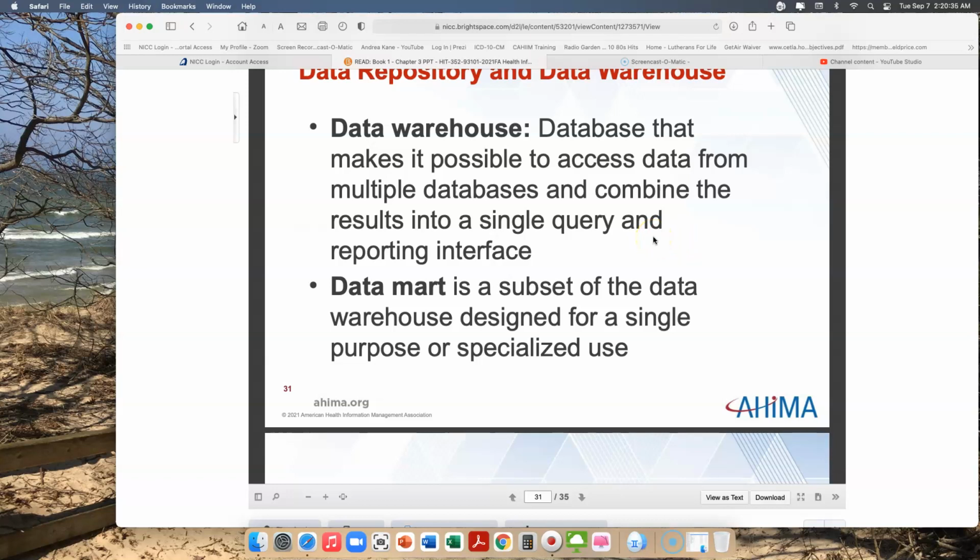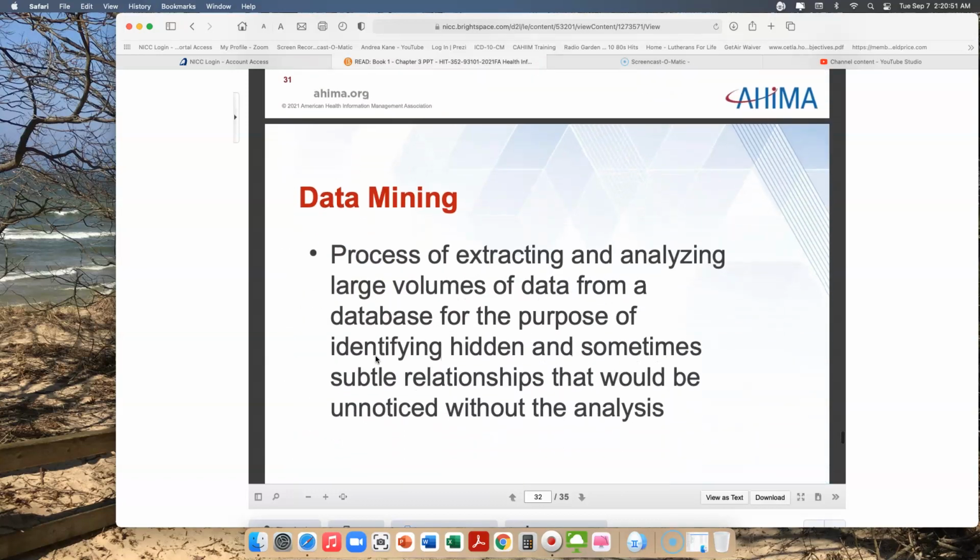A data mart is a subset of the data warehouse designed for a single purpose or specialized use, which makes sense. So you've got the warehouse, and within the warehouse you may have individual data marts that are for a specific purpose or specialized use.